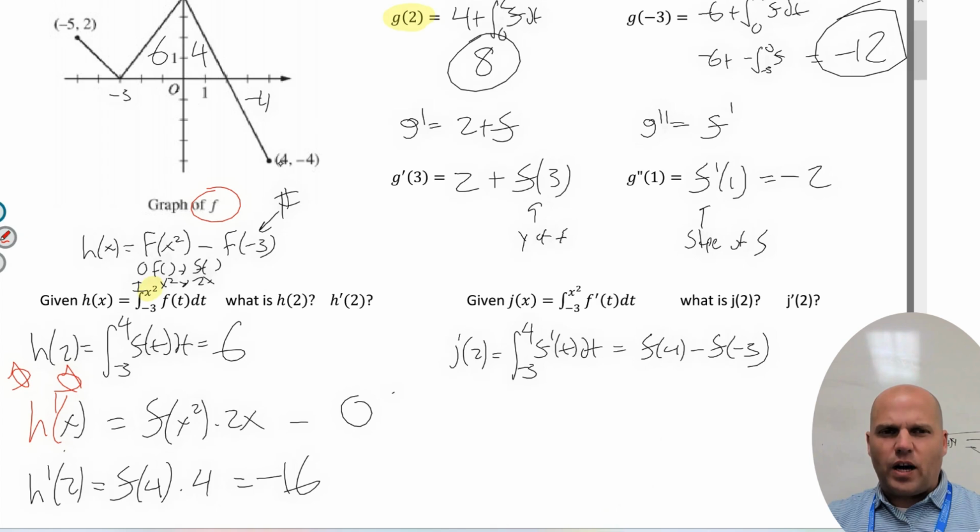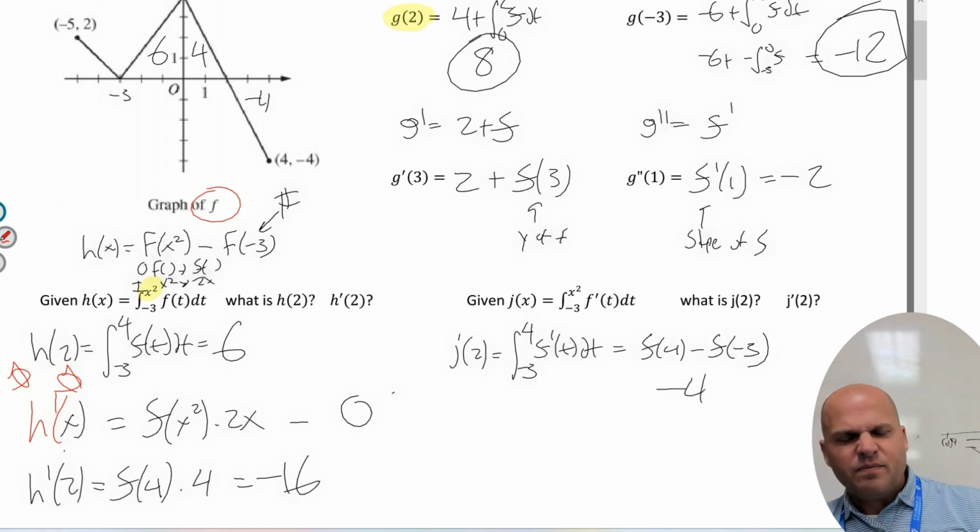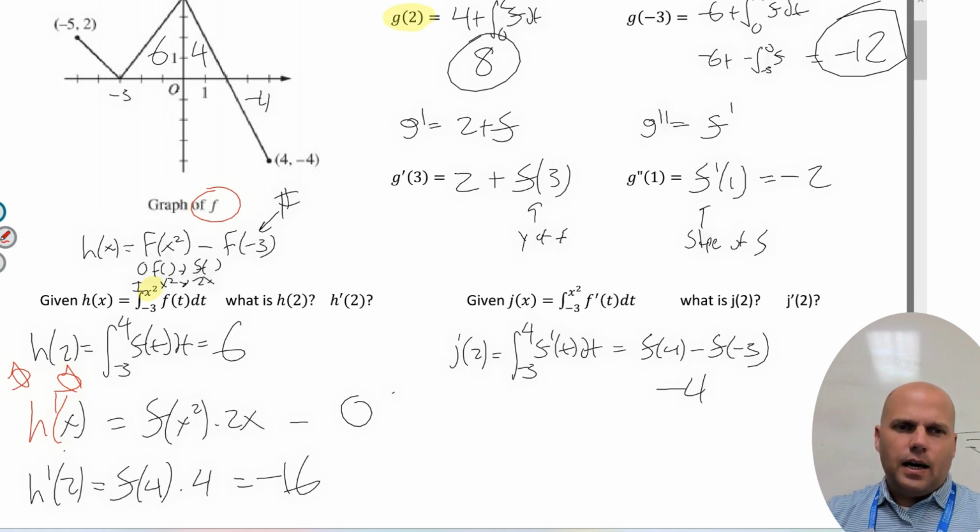F of 4 is -4. F of -3 is 0. So my displacement is -4. I've decreased 4. And then what is J prime of 2? So I don't even know how this is going to work out. So I'm going to write it down. I don't know. Like I've never done this before.